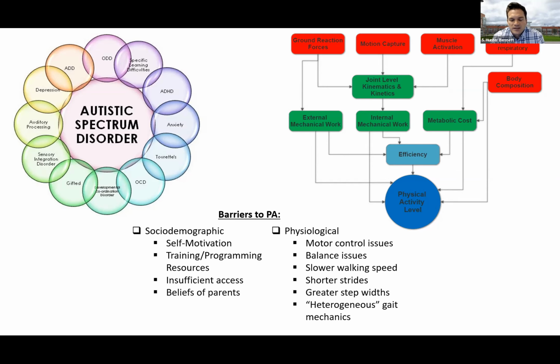Something that's not been really investigated is the possible physiological barriers to being physically active, especially for those with ASD. So the literature has clearly shown that those with ASD demonstrate some motor control issues, balance issues. They typically choose to walk with slower speeds, shorter strides, greater step widths, all of which could negatively impact their efficiency and may be a deterrent for being physically active in that nature. And that's really where our research stems, is trying to determine whether or not some of these gait mechanics are significant predictors for physical activity levels in this population.